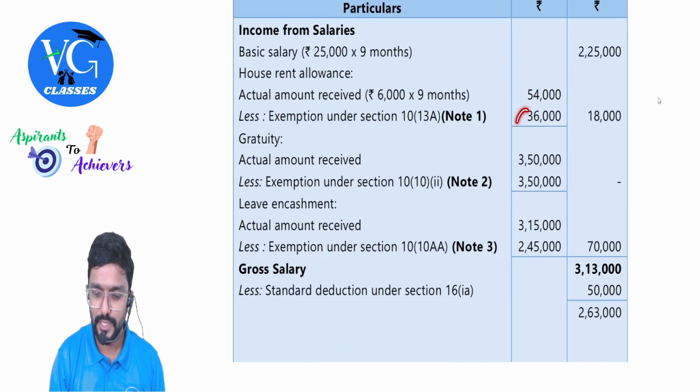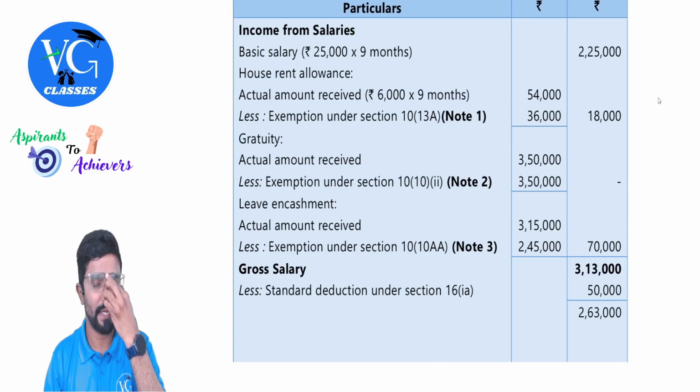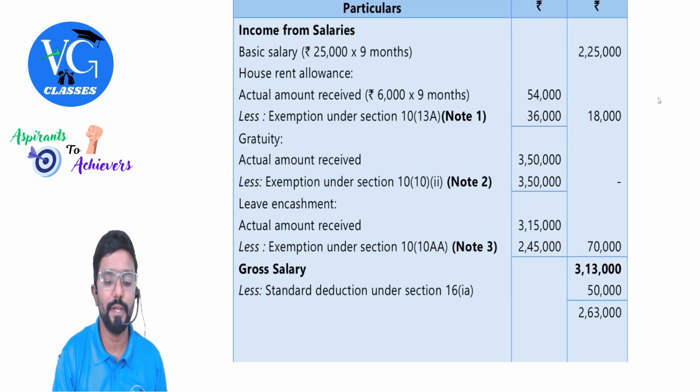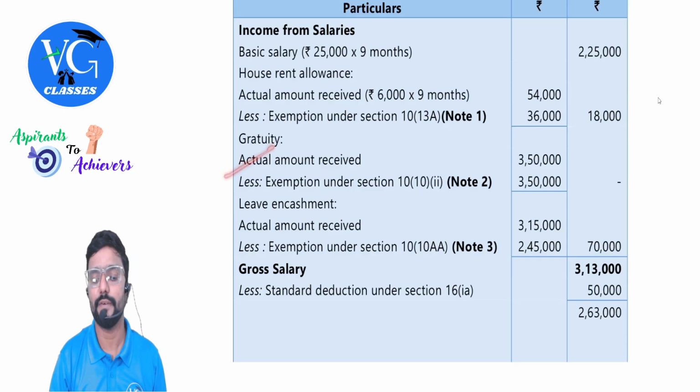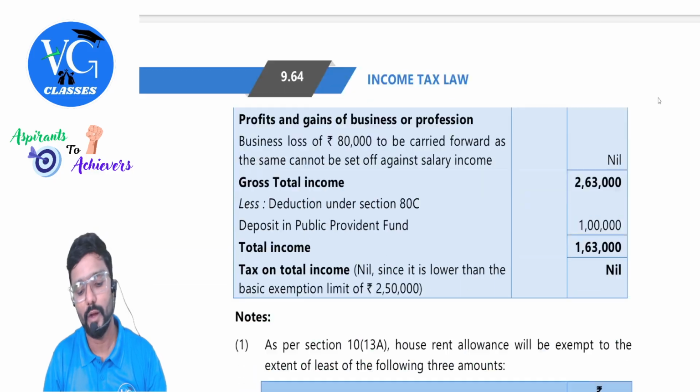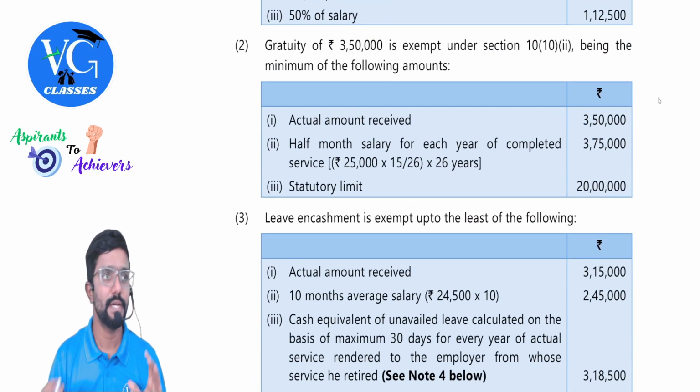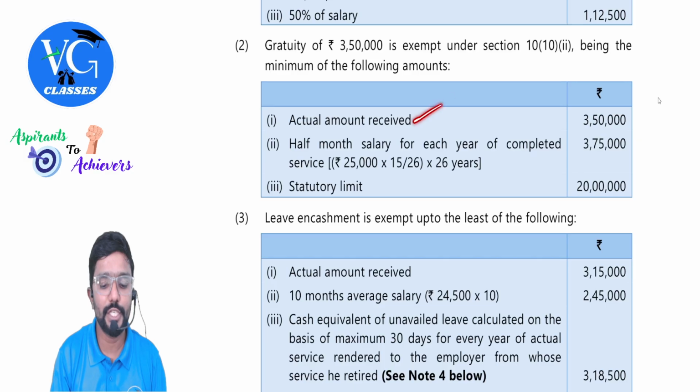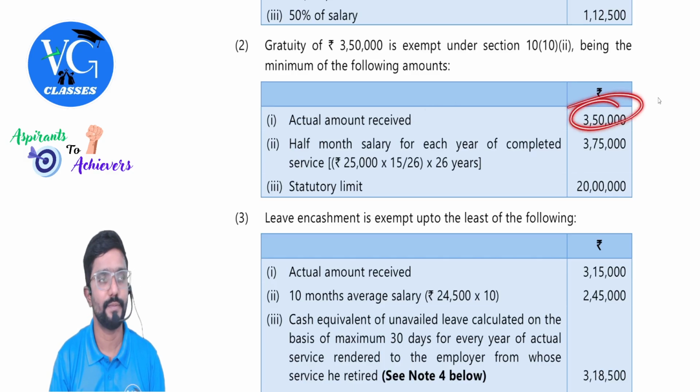Least of the following is 36,000. Okay, sir. Gratuity. Now coming to gratuity. Actual amount received 3 lakh 50. Exemption is available under section 10(10). How much is that, sir? Gratuity of 3 lakh 50 is exempt under section 10(10) for the least of the following. How much is that? Actual gratuity received 3 lakh 50.